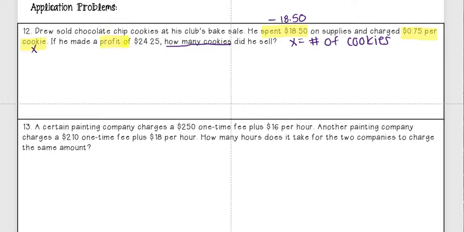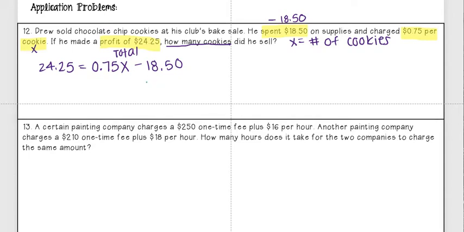And he made a profit of $24.25. So in total he made that, so it's going to be my total. Well, I know my total, so $24.25 is going to equal how he made that. Well, I know he made 75 cents per cookie. So each cookie he sold was getting 75 cents. I don't know how many cookies he sold, so I just have x because it's every single cookie. And then he spent $18.50. So since he spent it, he lost that, so I need to subtract $18.50. And so that's my equation.